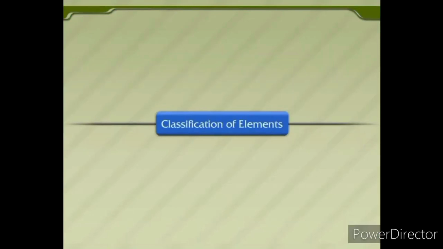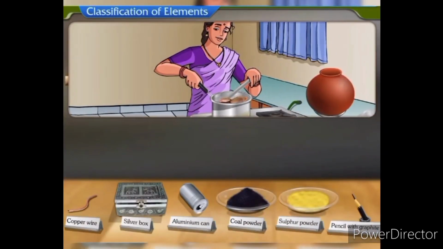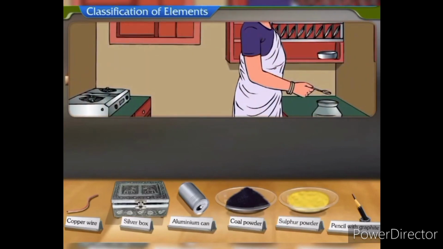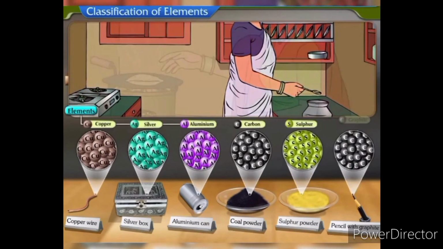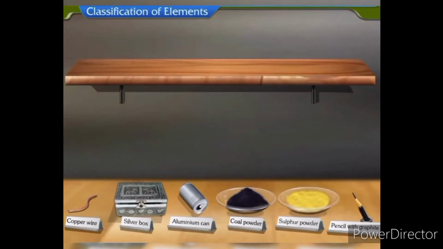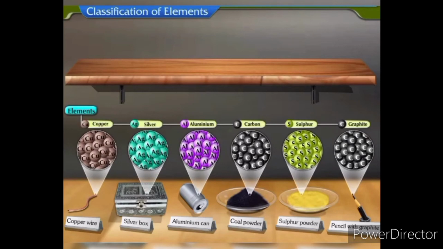Classification of elements. In our daily life, we come across many objects and substances around us. They are all made from elements. Let us collect some objects or substances from our surroundings and list down the main elements present in them. Copper wire has copper. Silver box has silver.